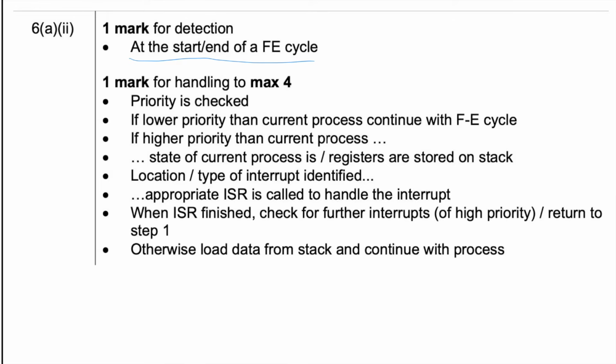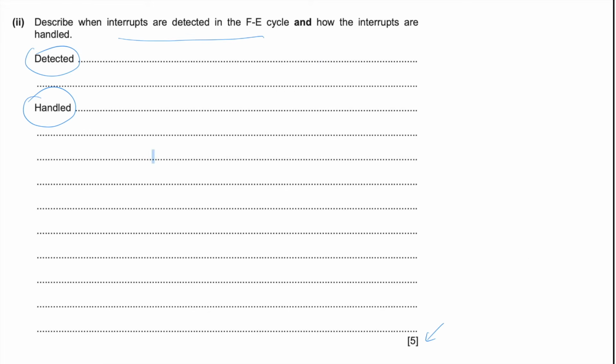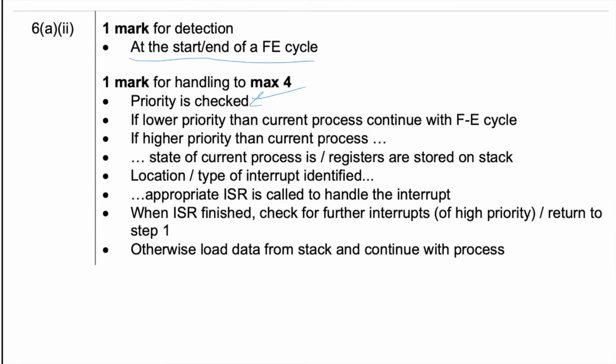Next we have our explanation of how they're handled. So basically what I just went over: priority is checked, do different things based on lower and higher priority, and then store the state of the current process. If it's high priority, in a stack, this is going to be stored in a register, identify location, ISR, when ISR is finished, return to step 1. So just start all over again and deal with any other interrupts if you don't have any high priority interrupts. Otherwise, continue with the process. Anyways, this is the only one that's sketchy, so this is something I would keep in mind. Really, the point of an interrupt is it can happen anytime during an FE cycle.